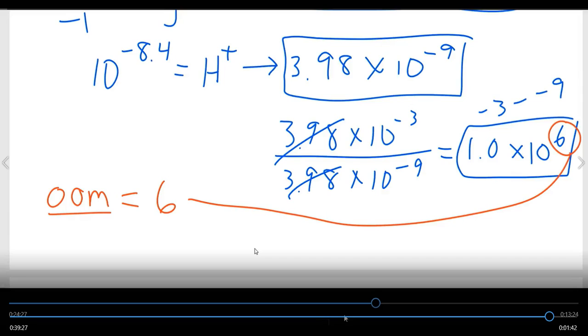On our last episode of logarithms, we were talking about the orders of magnitude. We need to move on to the next example.